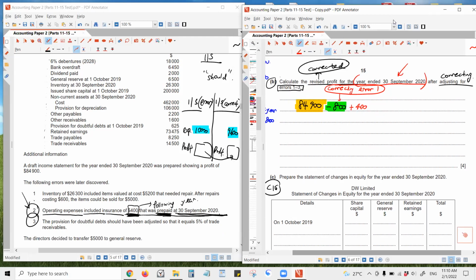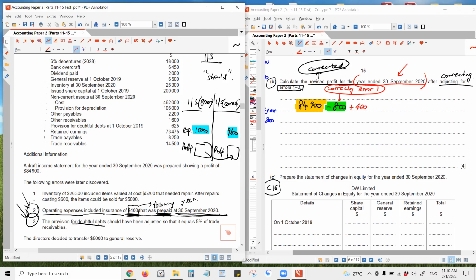Okay, so you must know why I minus 400. The $400 is the following year's expense, which you had already paid this year. So we remove it. Now we look at error number 3.